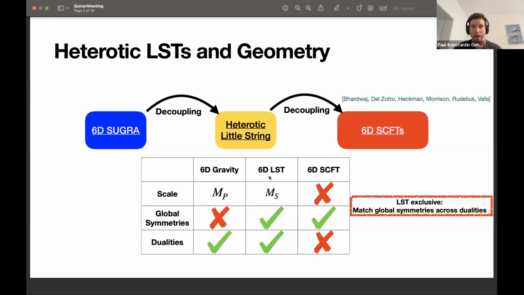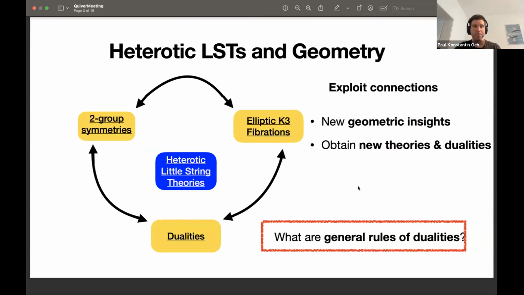And on the other hand, unlike gravity theories, a little string has global symmetries. The typical quantum gravity lore is that you're always going to have gauged symmetries or broken symmetries, but here little strings can have global symmetries, just like SCFTs. And because of the typical scale that you have, you can match global symmetries across dualities. And also 6D SCFTs do not have dualities or T-dualities. That's something which is usually reserved for a theory that has a scale. And that's, of course, the idea of this whole program, that with little string theories, we are now able to match global symmetries across dualities. And we, of course, are going to use these higher symmetries in our work.